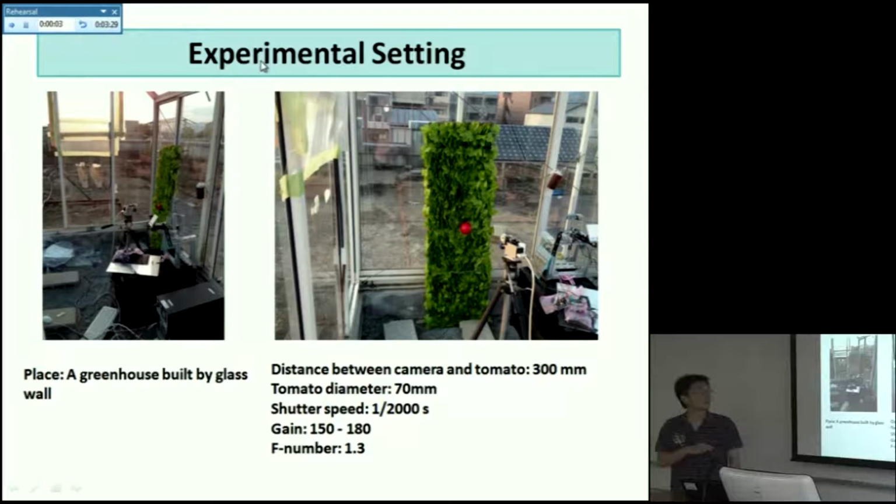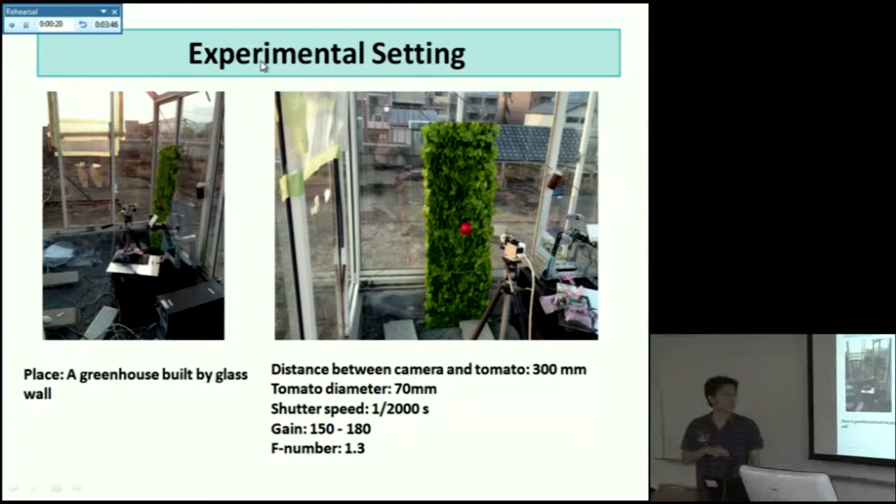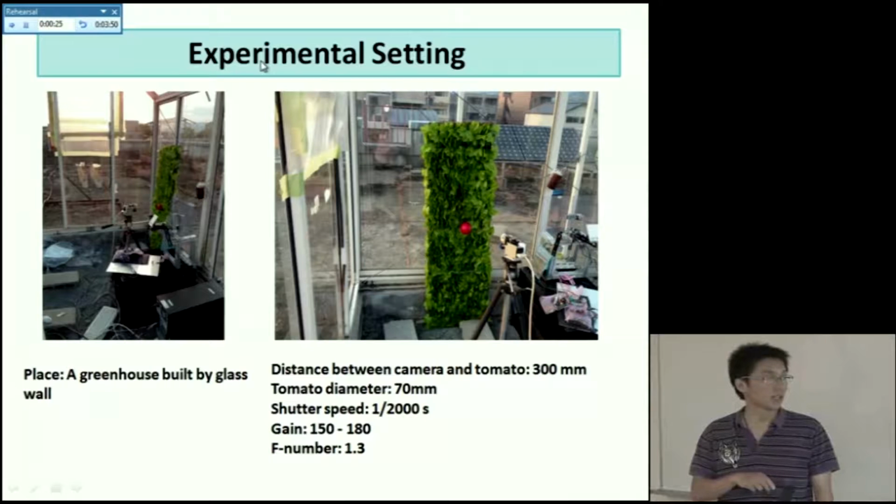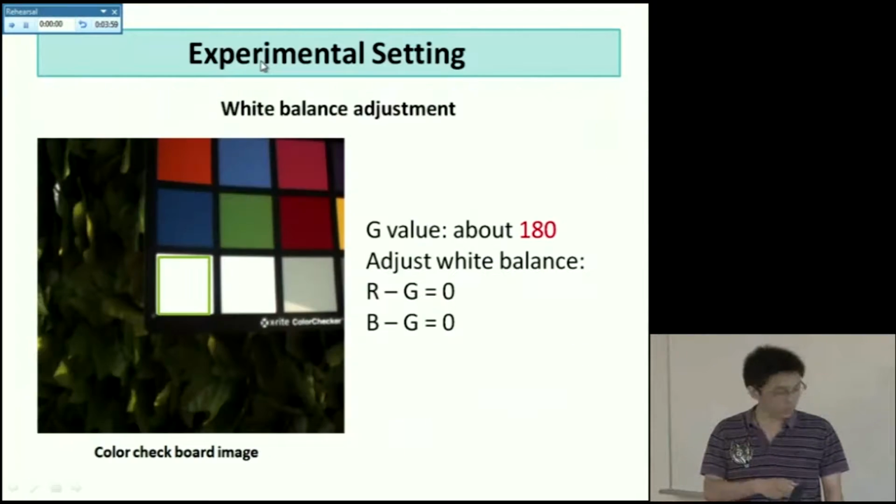And this is how I set my experiment. The place is in a greenhouse built by glass wall, and the camera is in front of the target, this tomato. The distance between camera and tomato is 300 millimeter. The tomato diameter is about 70 millimeter, and this is some setting of the camera. The shutter speed is 1/2000 seconds. The gain is from 150 to 180, corresponding to different light intensity, and the F number is 1.3.